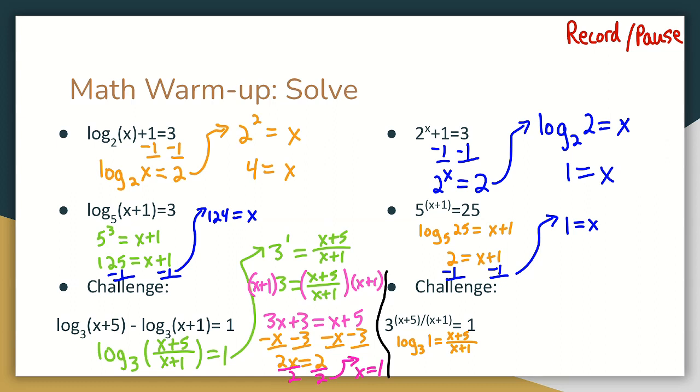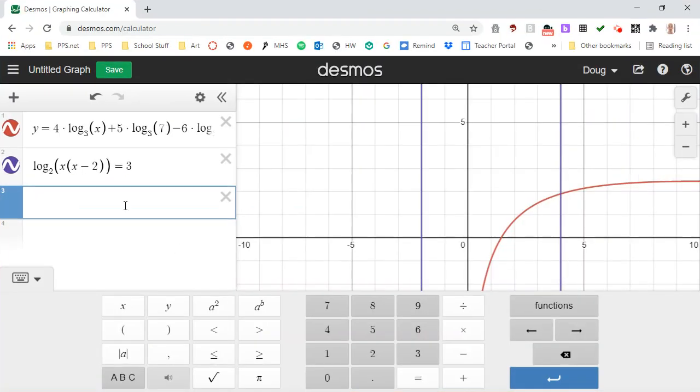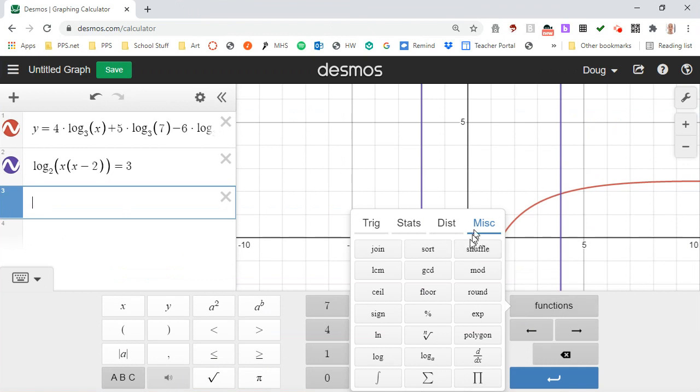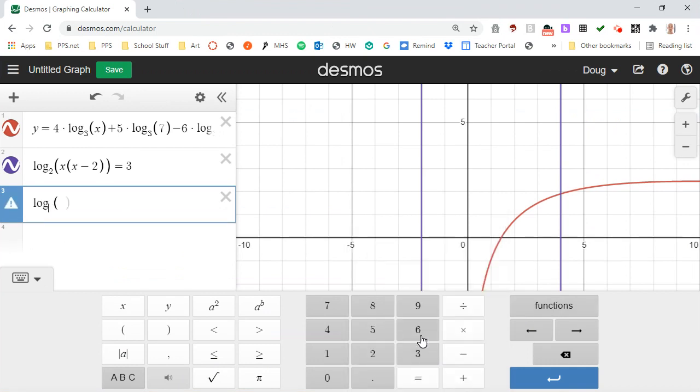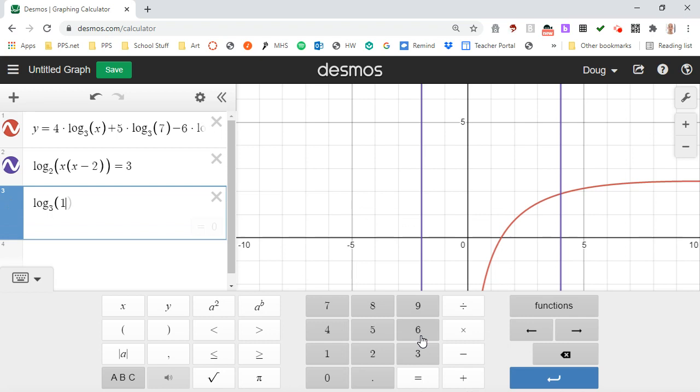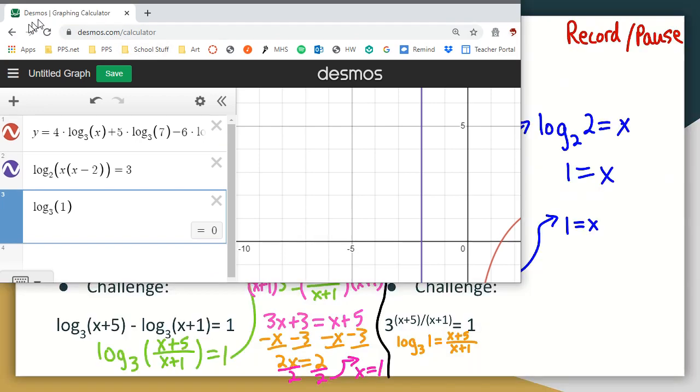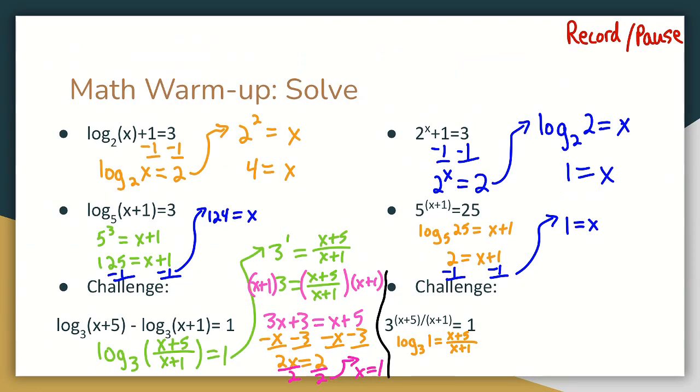Well, we can pull up a Desmos graphing calculator, and I have one here. And under the functions, miscellaneous, log base 3 of 1, we can see that it is 0. So on the left-hand side there, we have 0. 0 is equal to x plus 5 over x plus 1.